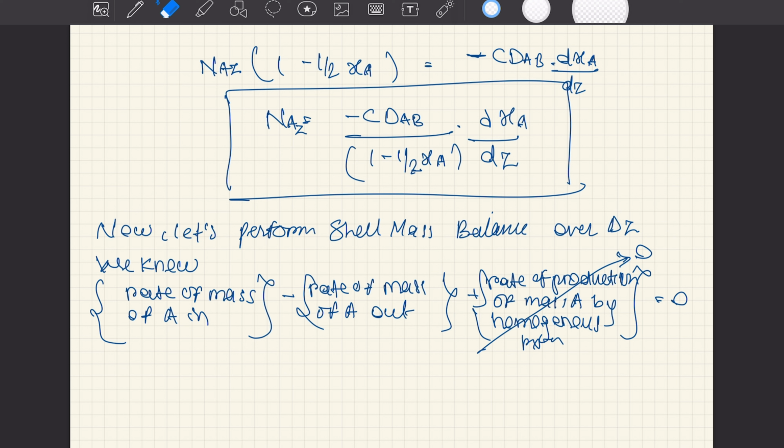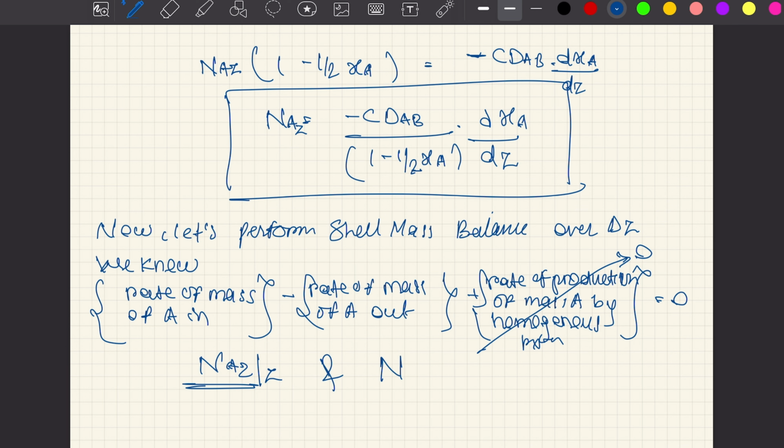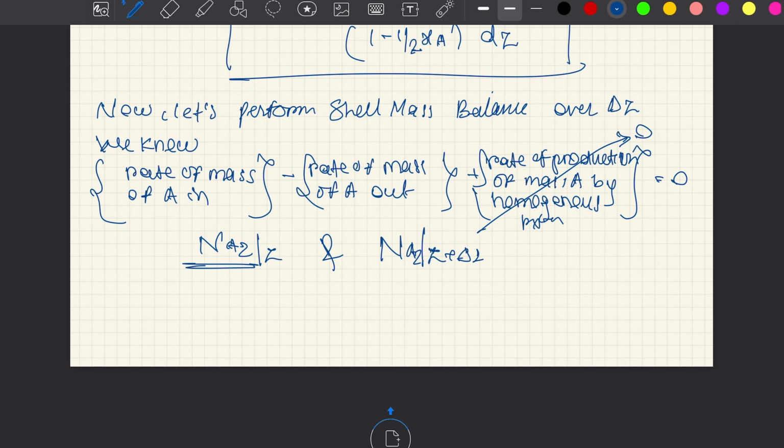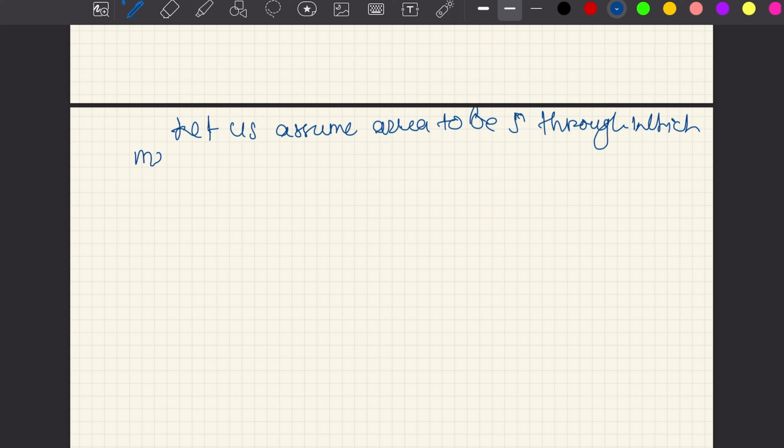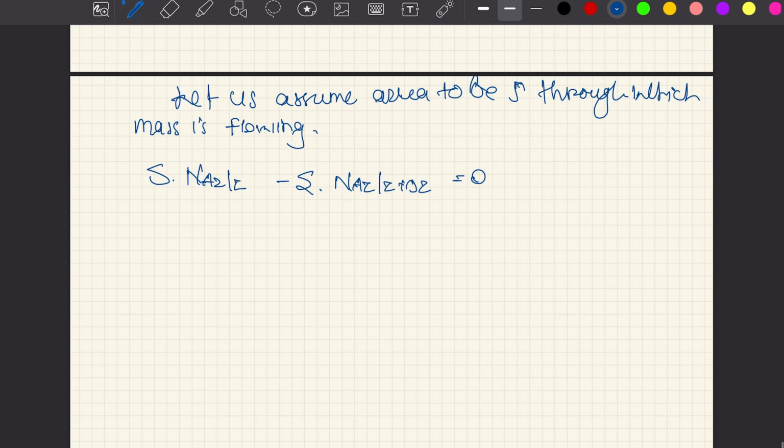So using flux at Z and flux at Z plus delta Z. So mass would be flux into area. So let us assume area to be S through which mass is flowing. So S into N at Z minus S into N at Z plus delta Z is equal to 0.